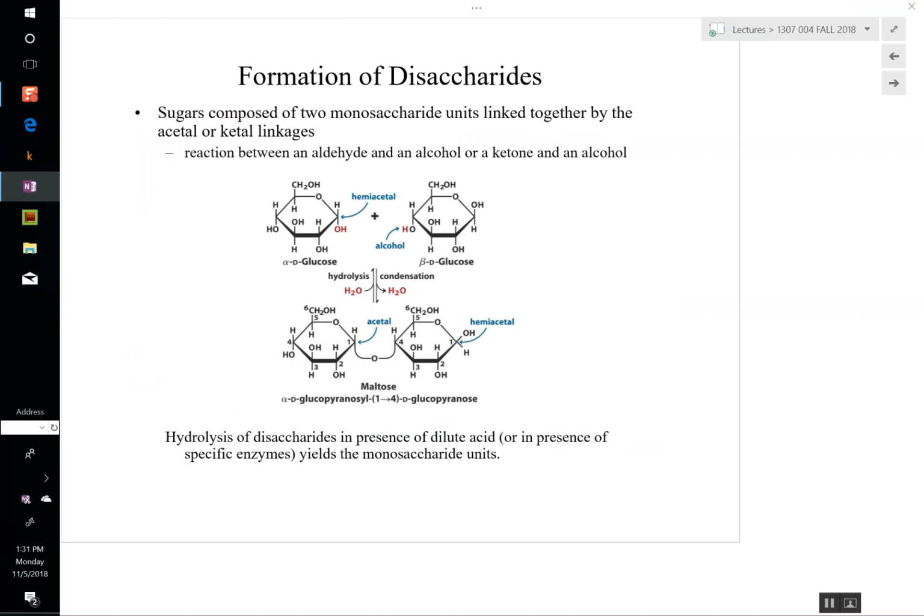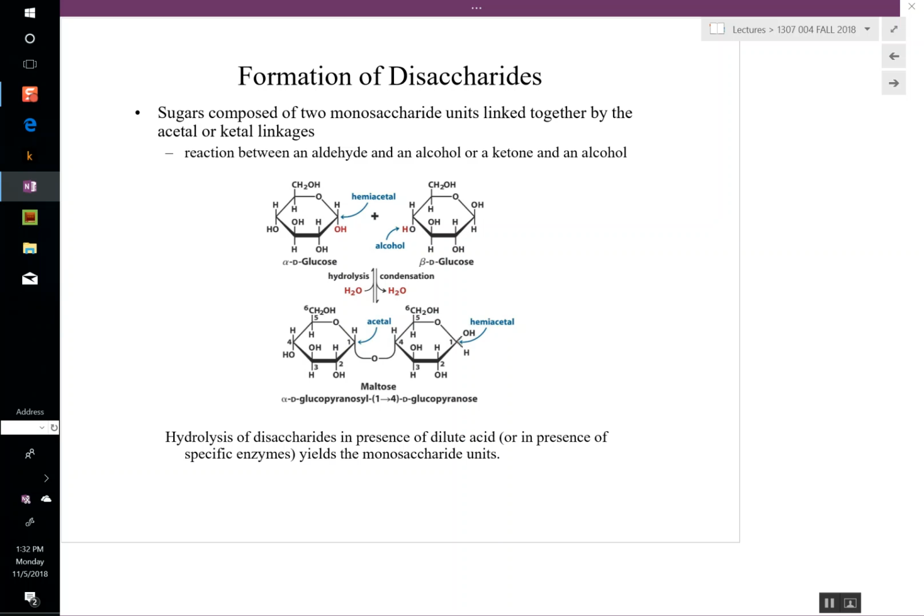Okay, disaccharides. Disaccharides are 2 monosaccharides chemically linked together with a glycosidic bond. I thought I had that word on here somewhere.